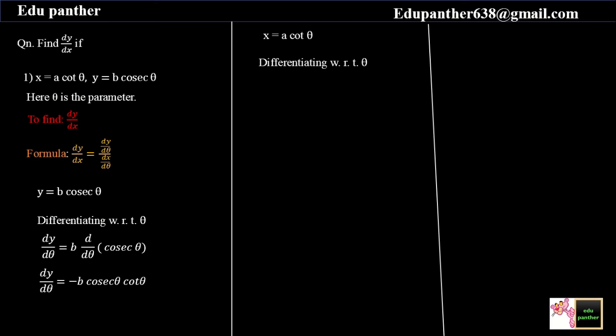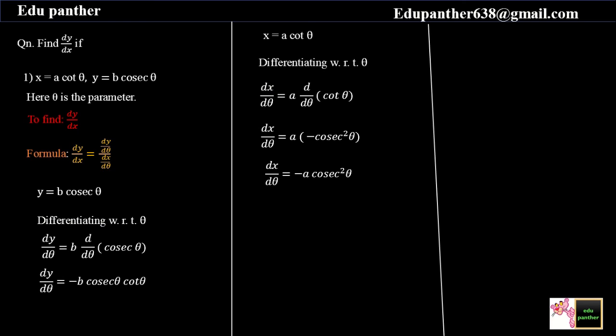Okay, now as you have written the derivative, let's check whether it's correct or not. So derivative of x with respect to theta is a times derivative of cot theta, because a is constant here, so we are keeping it outside. So derivative of cot theta is a times minus cosec square theta. So take that minus sign outside. So it's minus a into cosec square theta.